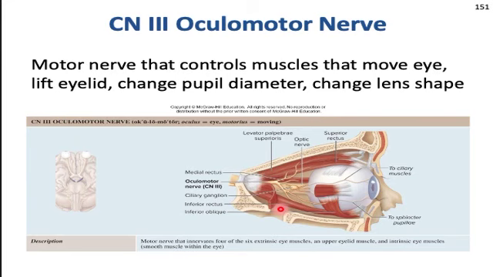and then the association area is going to attach meaning to what we've observed. The oculomotor nerve is going to control muscles that move the eye, lift the eyelid, and change pupil diameter as well as lens shape. So it moves through the orbital fissures and talks to the following muscles, right? It's going to talk to the superior and the medial rectus and the inferior rectus, right? And it's also going to talk to the pupil and control the pupillary diameter via a parasympathetic influence, right?